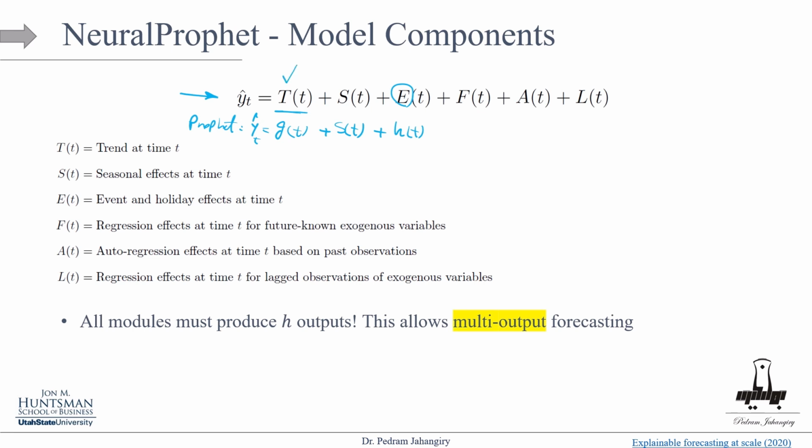So we have trend, seasonality, events, and now these 3 new components. So these are new, and let's look at them one by one. FT, these are some exogenous variables, and F stands for future. So again, for whatever reasons, they wanted to call it F. So these are the variables for which we know the past and the future values, right?